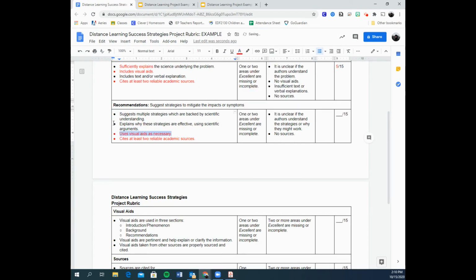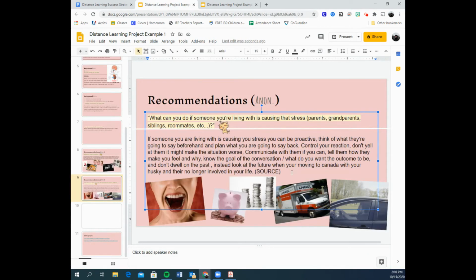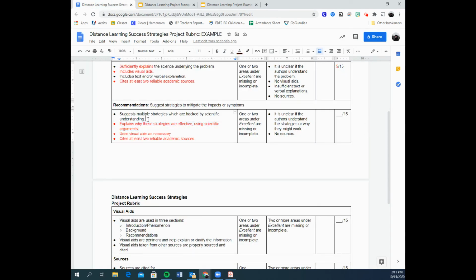Okay. Explains why these strategies are effective using scientific arguments. Now, if you explained in here that you read a study or an article and cited your source and said that that article explains how these things can lower cortisol levels or lower your heart rate or your blood pressure or lead you to feel less stressed, then that would be an explanation with some evidence. But I don't see that there. So I would take off points for that too.